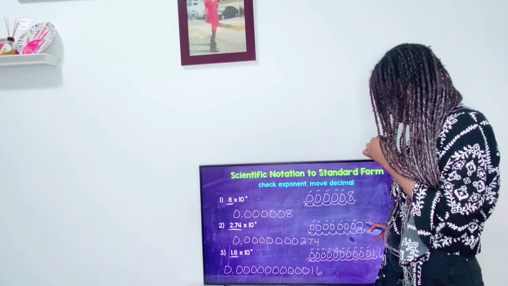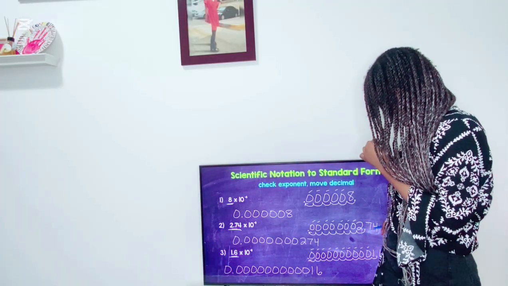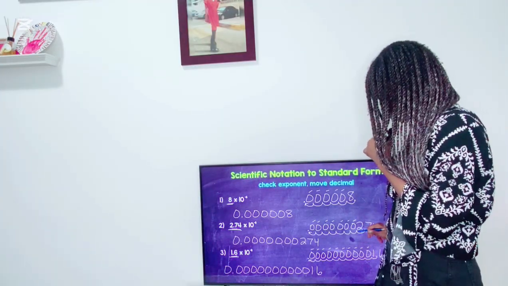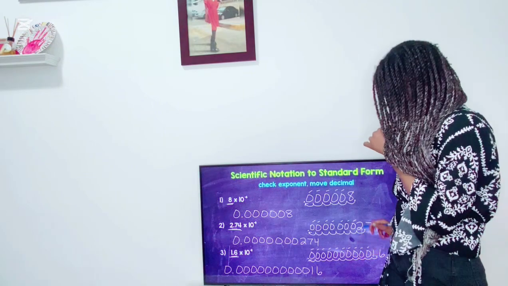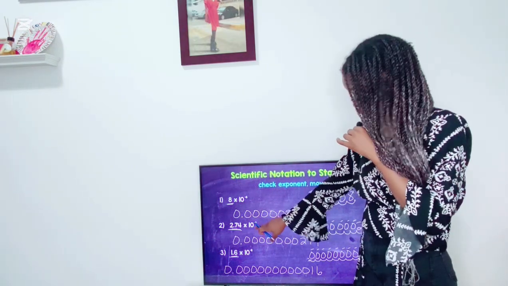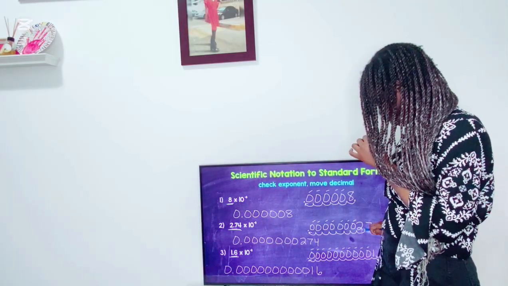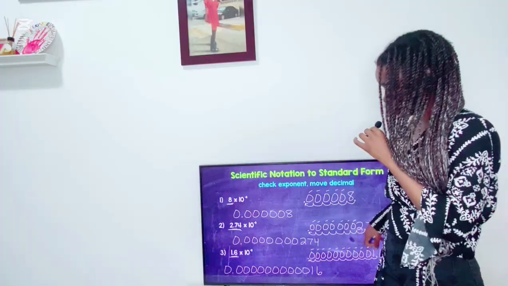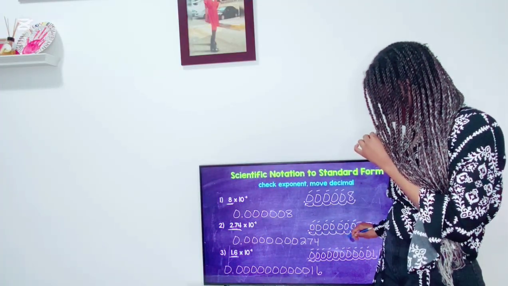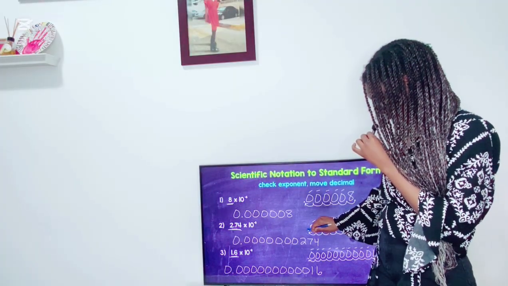If it were behind the 7 instead, that means it would have been 27.4. But because it's behind the 2, that is why we're going to do 2 points. Okay? Remember how many times? The exponent is 8 times. So that means we have to move this decimal 8 times to the left. Okay? So 1, 2, 3, 4, 5, 6, 7, and 8.